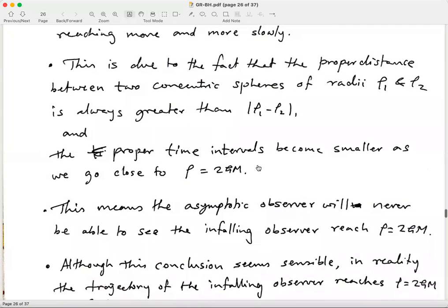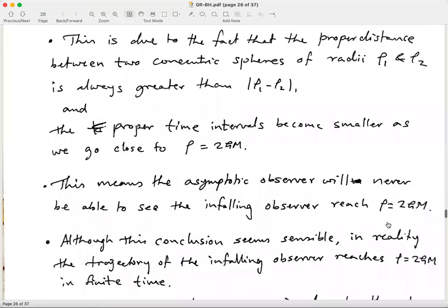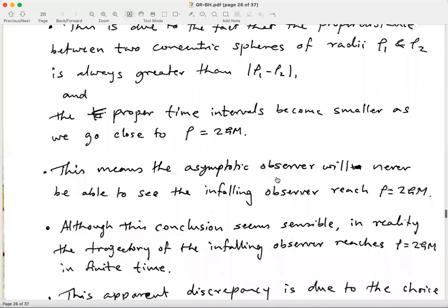So these two effects combine together to give the effect to the asymptotic observer that the infalling observer following the light-like geodesic, which means essentially that the observer is light itself, will never reach rho equals 2 gm.